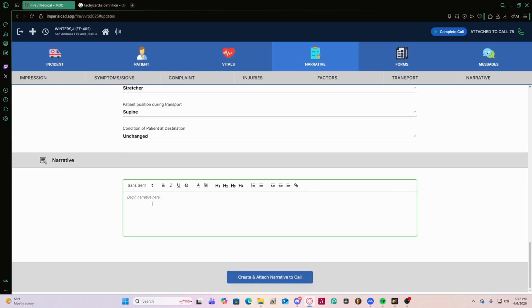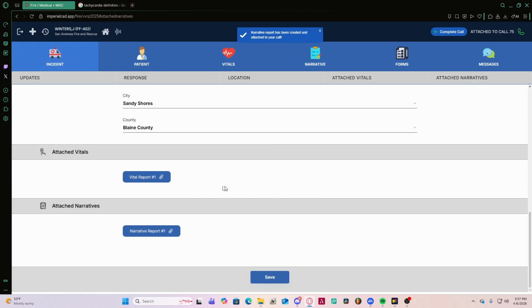Narrative. So patient hit head on steering wheel. C collar applied. Yep. And then you can leave it at that. Create and attach narrative to call. Yep. And then you press and save.